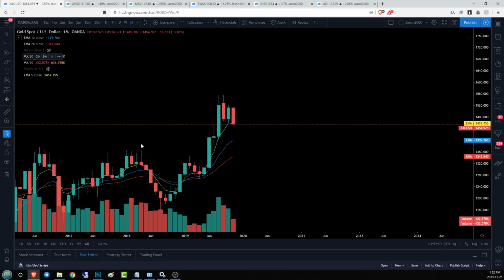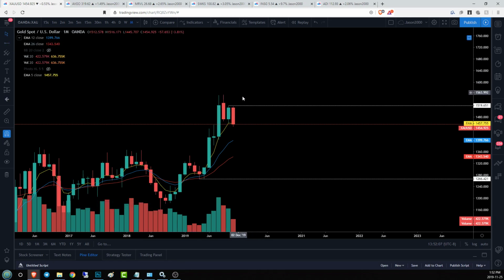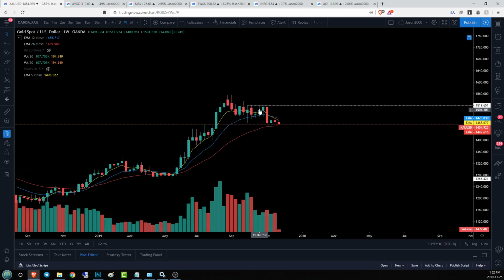So where are our supports? Way down here, 1266. Resistance should be pretty clear: last month's high, 1519.